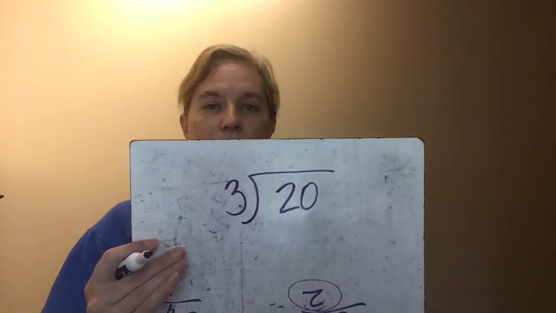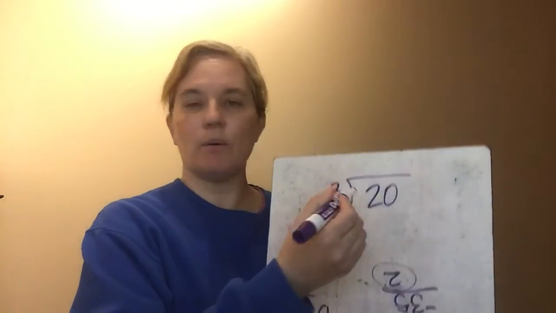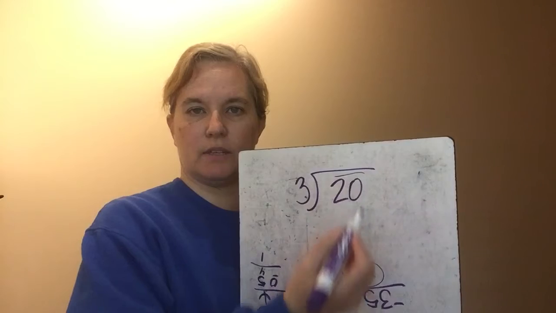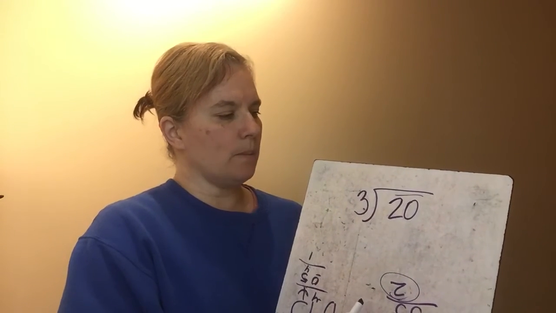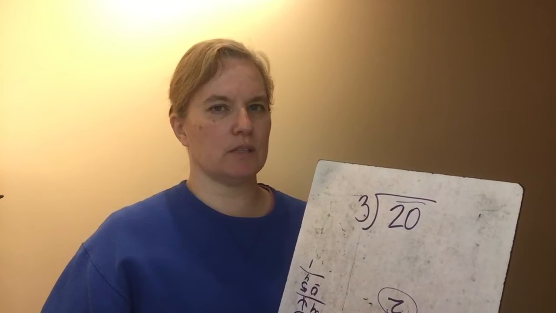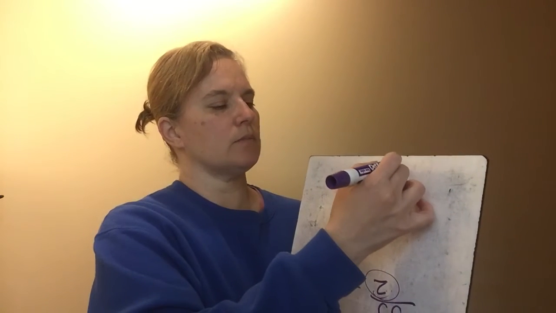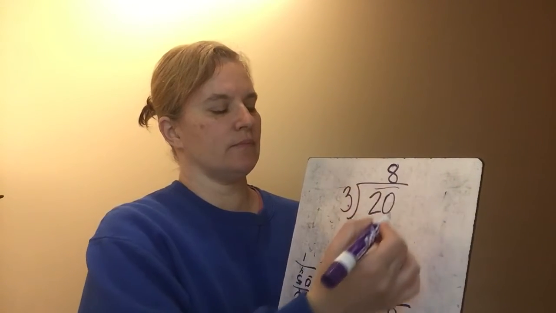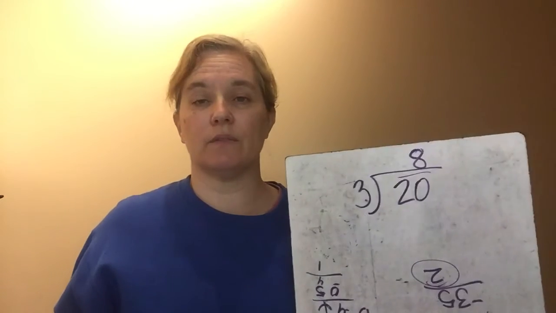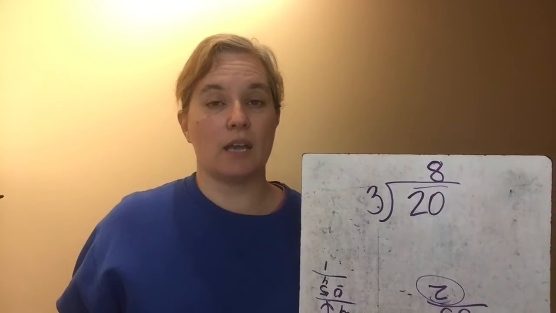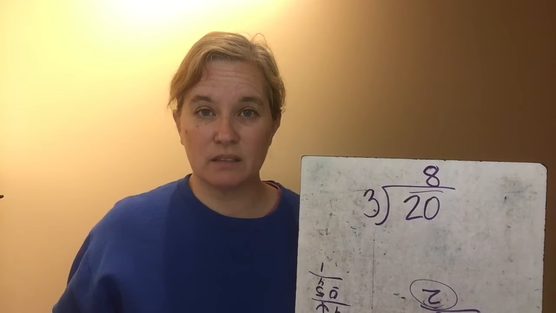One more. Let's do this. 20 divided by 3. 3 can't go into the 2, so I've got to go into all of it, the full 20. Well, I know that 3 times 7 is 21, so that's too big. I'm going to back up to 3 times 8. Now, if you're getting stuck, I know that 3 times 5 is 15.